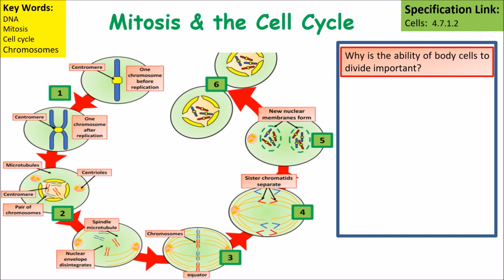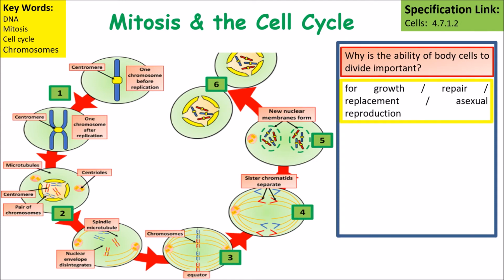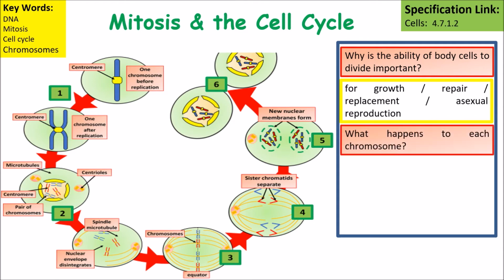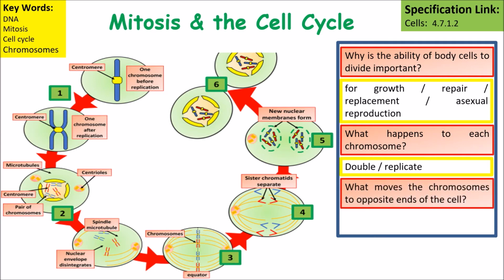If we're looking at why the ability of body cells to divide is important, key things to talk about are growth, repair, producing sex cells, things like that. What happens to each chromosome is that it is doubled or replicated. And what moves the chromosomes to opposite ends of the cell? That would be spindle fibers.